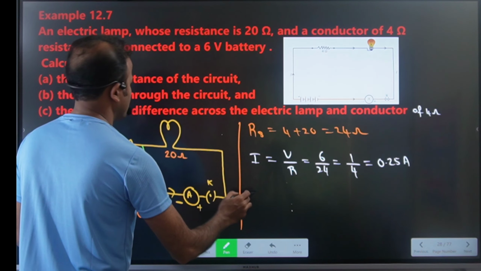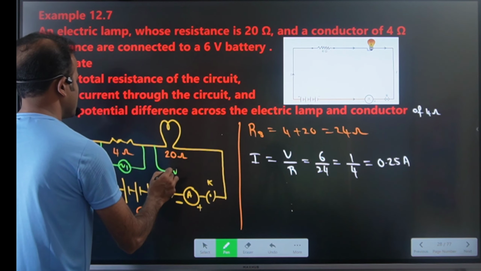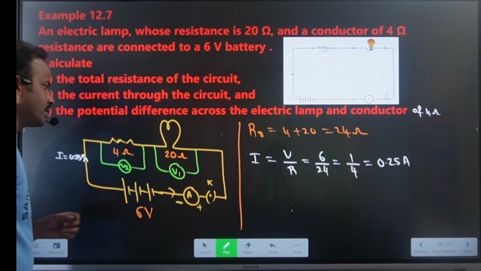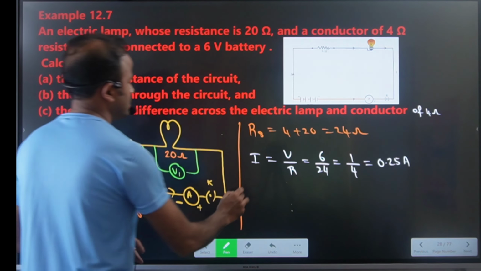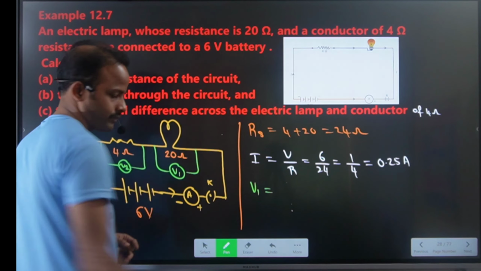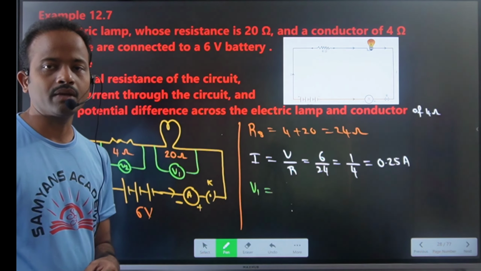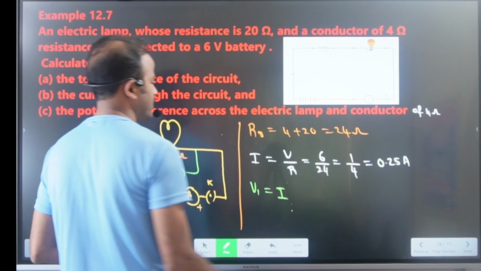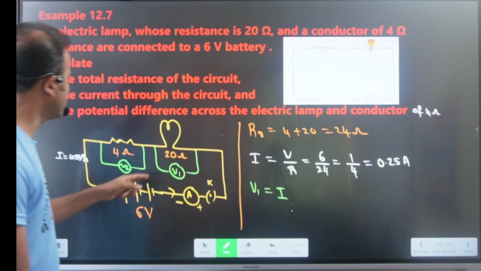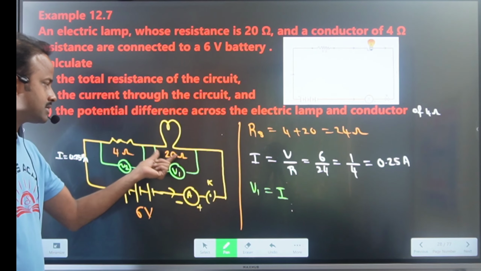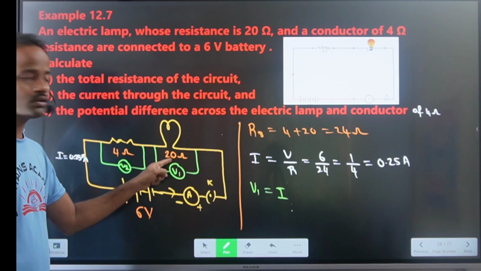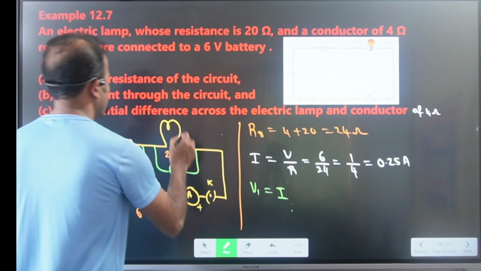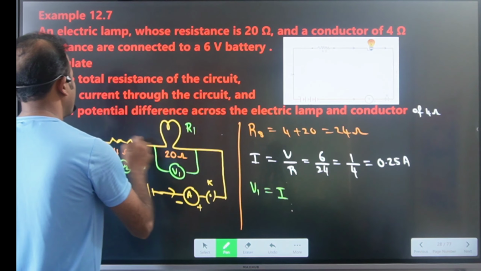Now you have to find the voltage across this 20 ohm. Let us say this is V1 and let us say this is V2. Then how do you calculate this V1? By using the formula, Ohm's law, V equal to IR. Here I is the same, so V1 equal to I, but what is the resistor value here, the lamp resistance? That is 20 ohm. So V1 equal to, let us say this is R1 and let us say this is R2.